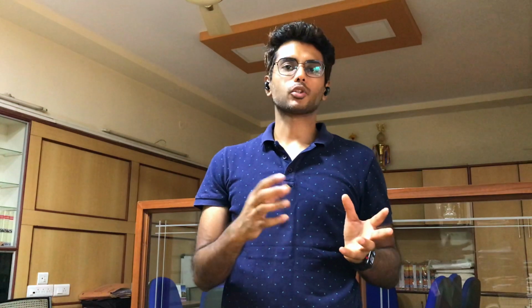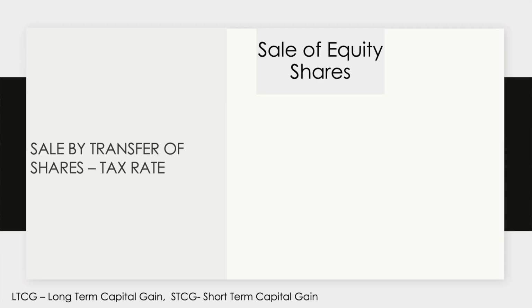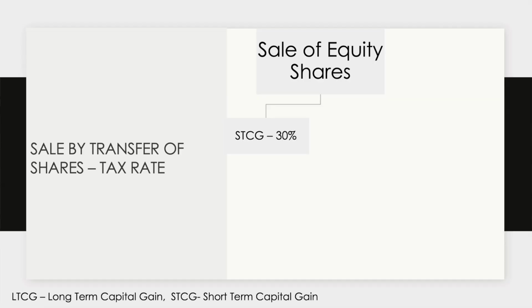Here, again, you have a long-term capital gain or a short-term capital gain. The short-term capital gain is attracted if you are holding that company's shares for less than 24 months. In that case, you need to pay a tax rate of 30%, which I am assuming is the maximum tax bracket you are in. So in case you are holding for more than 24 months, then it will be long-term capital gain. Now, you will be paying tax at 20%.